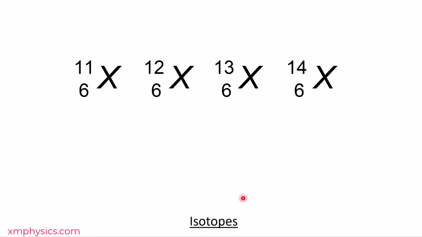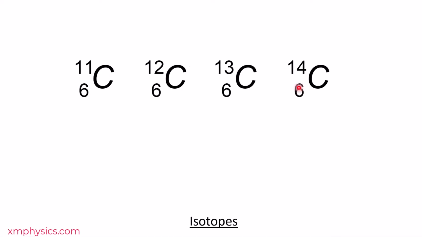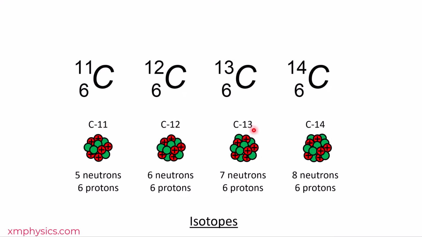Now let's talk about isotopes. Basically, isotopes refer to nuclei with the same number of protons but different number of nucleons. So these 4 nuclei here, all of them have 6 protons. They are all carbon atoms. Carbon-11, carbon-12, carbon-13 and carbon-14. All of them have 6 protons but different number of neutrons. So we say that these 4 nuclides are isotopes of carbon.